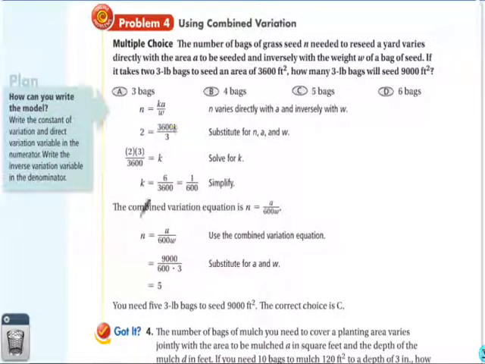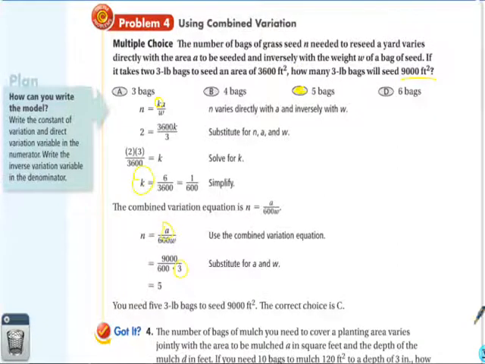Okay, we plug all this in, and we end up getting this for K. That's now the constant. The combined variation equation is now N equals A over W, and then this 1 over 600, we just replaced K with 1 over 600. From here, we take the 3-pound bag, we put it right there, the 9,000 square feet, we put it right there, and we solve. And so we get C.